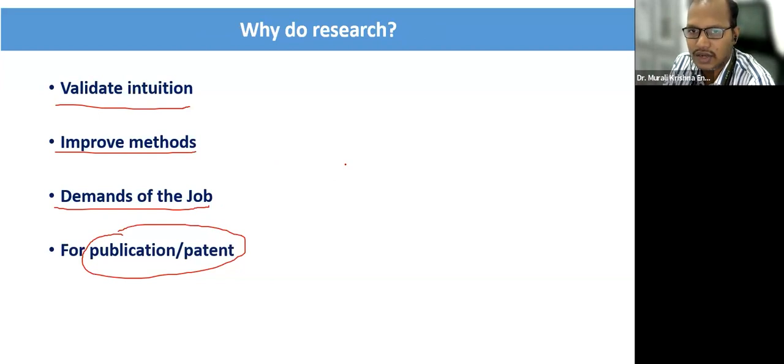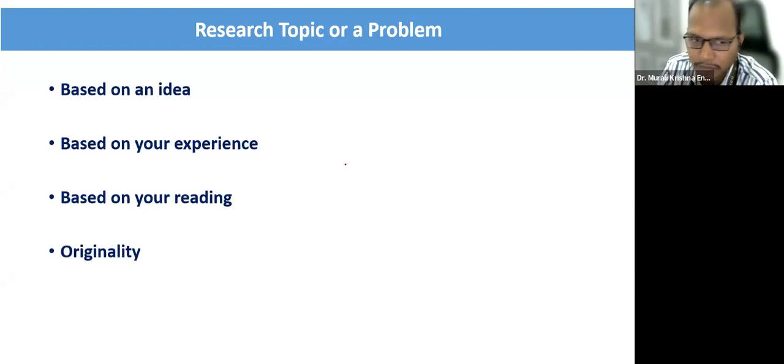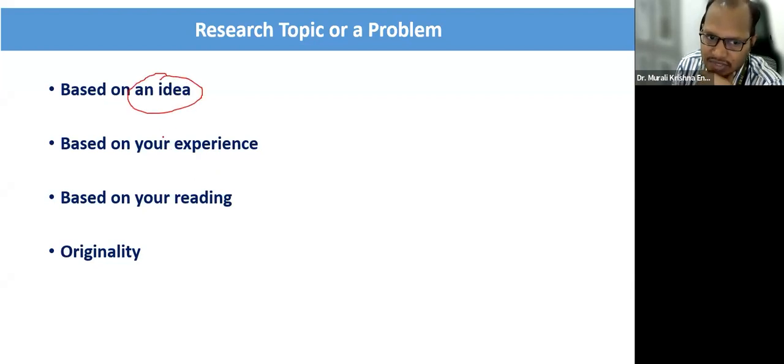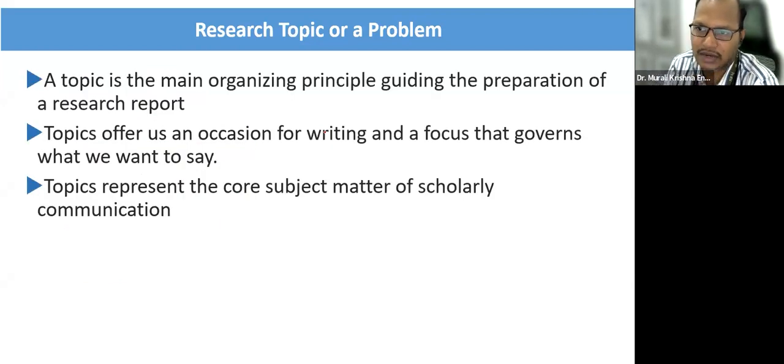Once you start doing research, how do you choose a topic? How do you find a problem? As I said, problems are challenging. Then how do you take a problem? Roughly speaking, based on your idea, your experience, your readings, and the originality, you can choose a topic. But we can still go into details: how do you choose a topic, and how do you find a research topic?